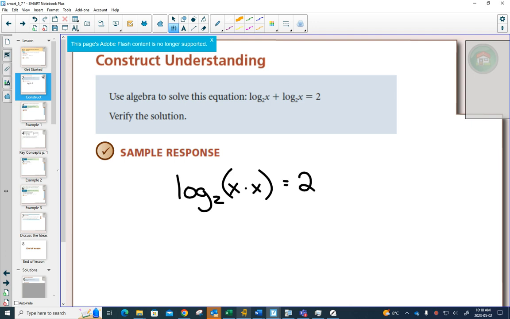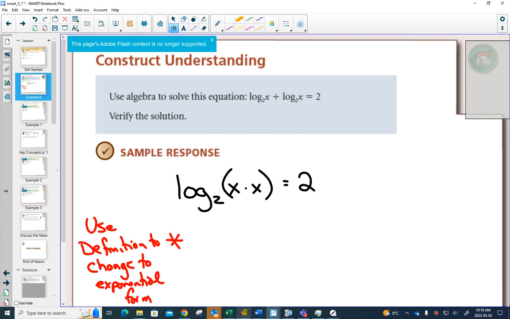So I could change this to log 2 of x squared equals 2. Then, the step that we always seem to forget, so I'm going to put a little red star beside this, right beside here, we're going to use our definition to change things to exponential form.